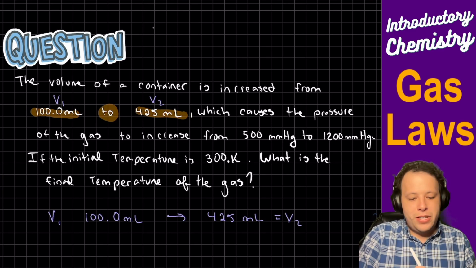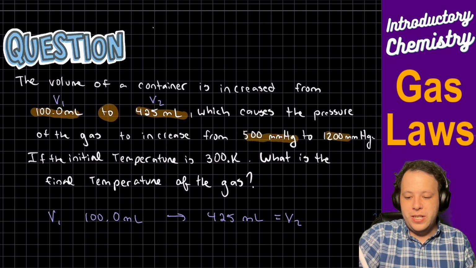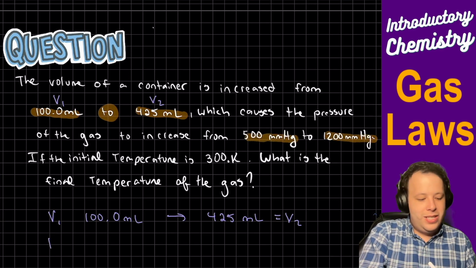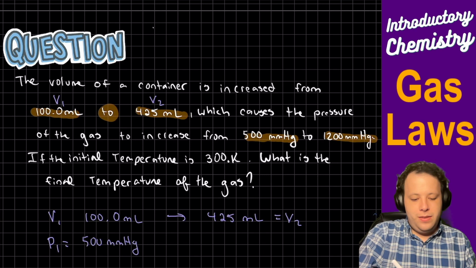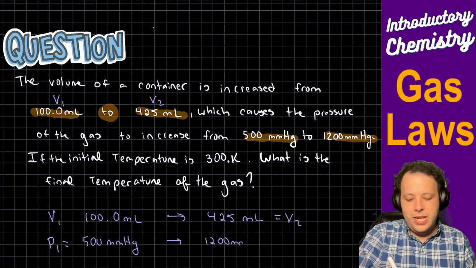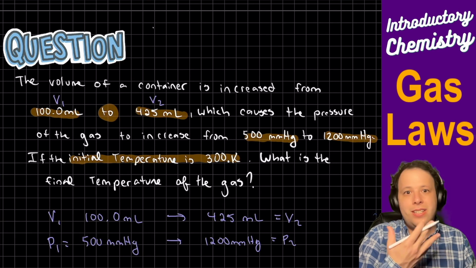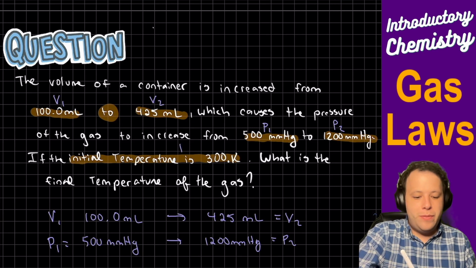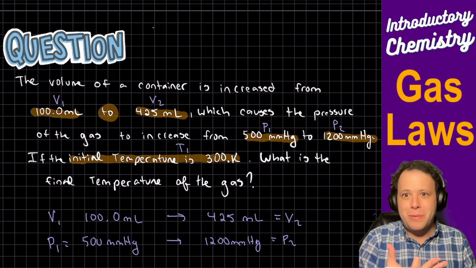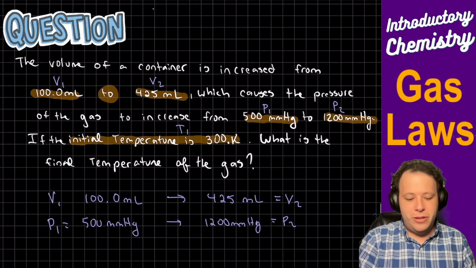And it says that causes the pressure of the gas to increase from 500 millimeters of mercury to 1200 millimeters of mercury. So we also have a P1 and a P2. We'll write those down for ourselves. And then it also says that it starts at an initial temperature of 300 K. This is a helpful method: identify all the important pieces of information, so that you don't have this big word problem staring you in the face. Go through it slowly, identify it, make it simple for yourself.